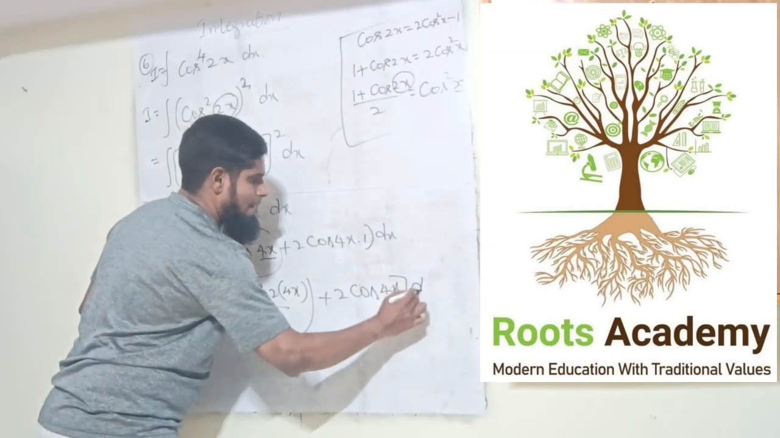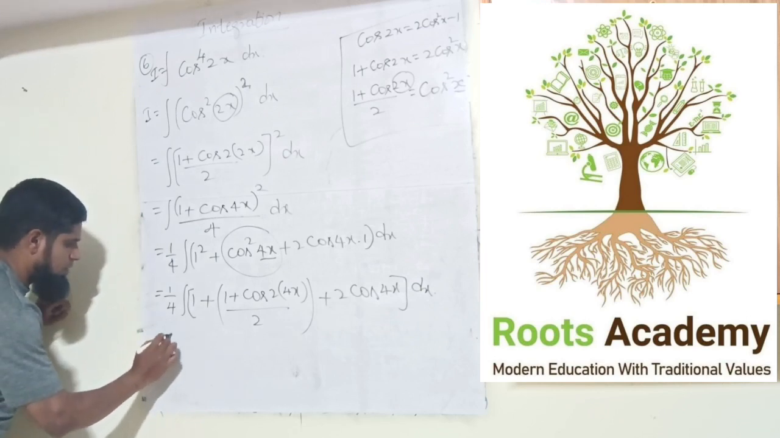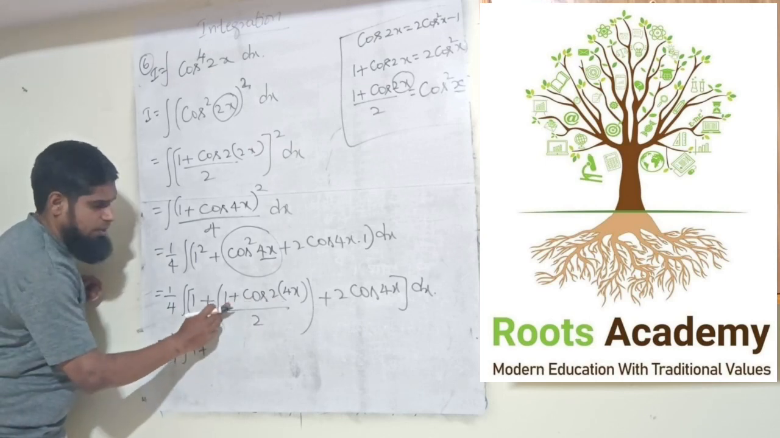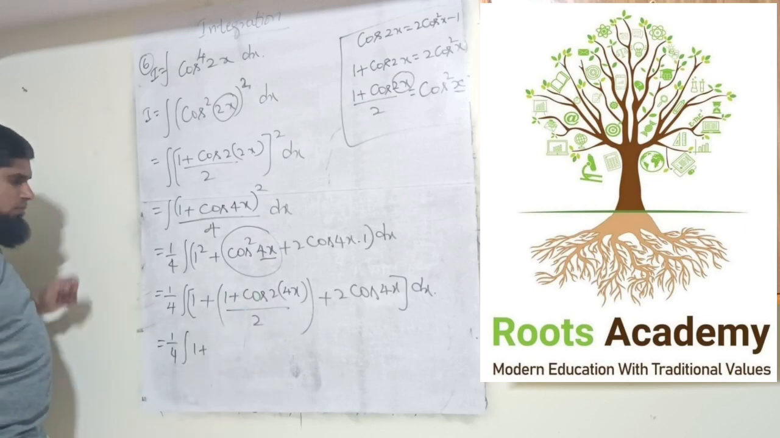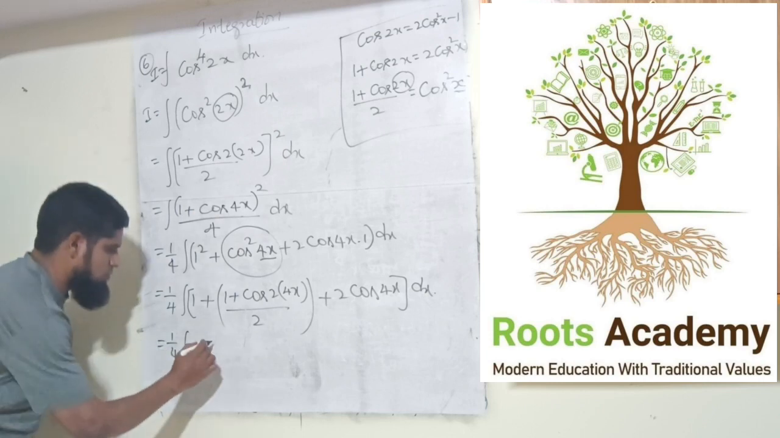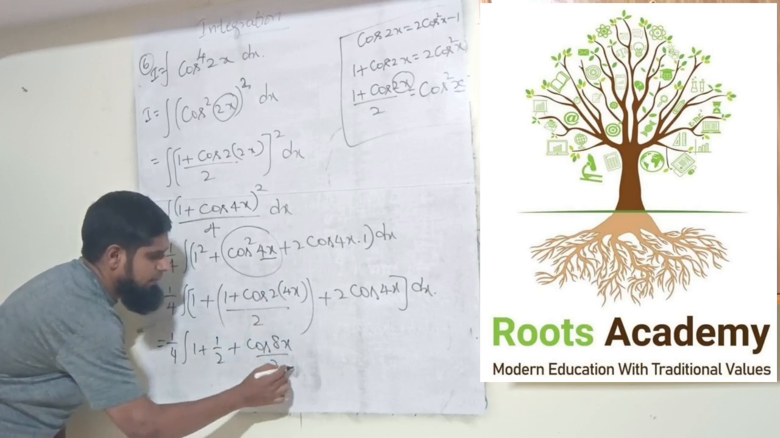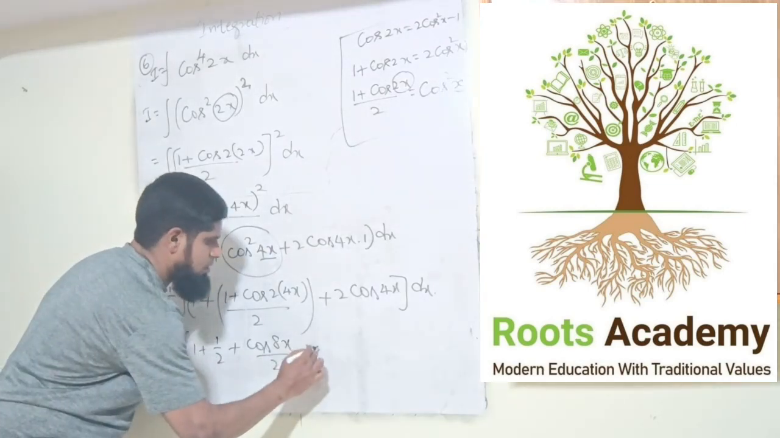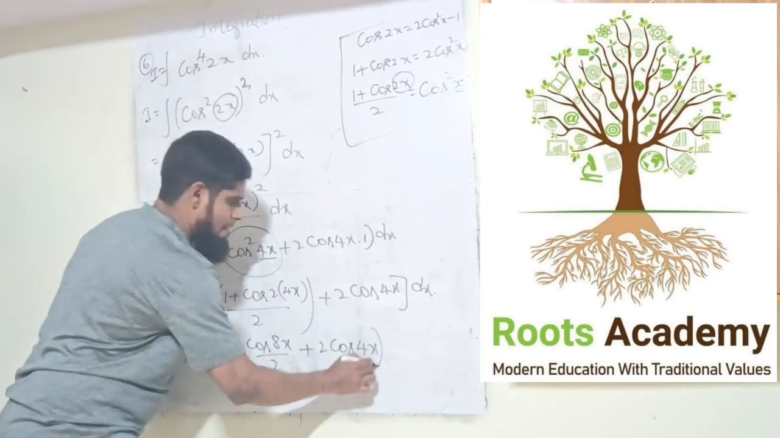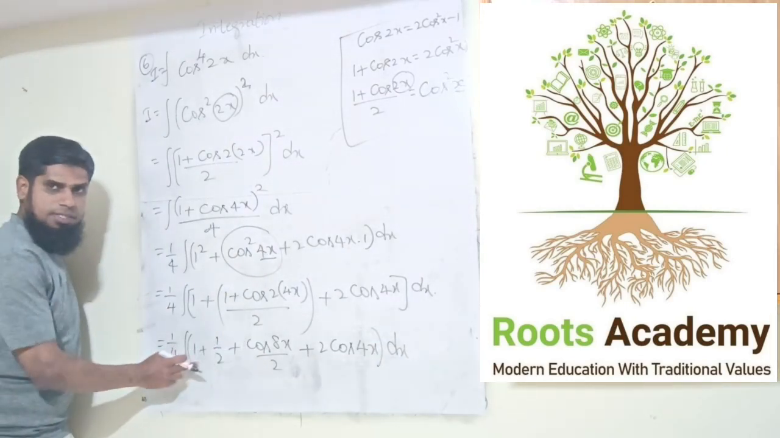Close the bracket, dx. Now students, here 1 by 4 integral of 1 plus, I will split the terms here, 1 by 2 plus cos 8x by 2, 1 by 2 plus 2 4s are 8x divided by 2, plus 2 cos 4x into dx. Now students, here 1 plus half, it is 3 by 2.